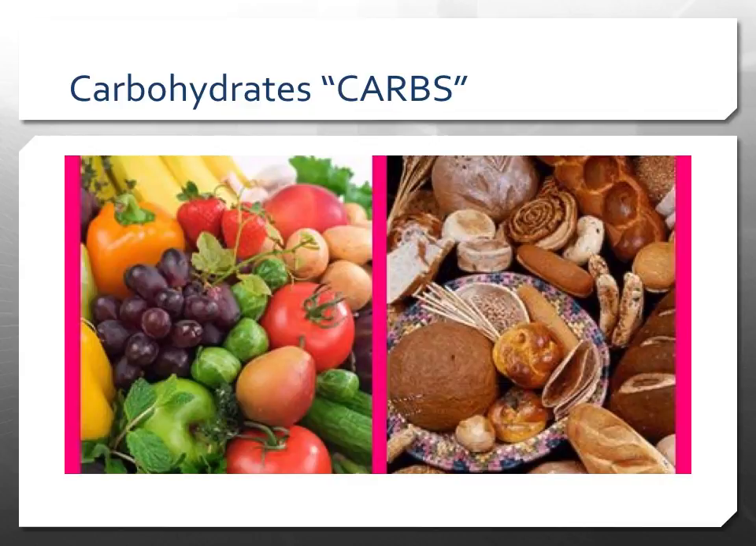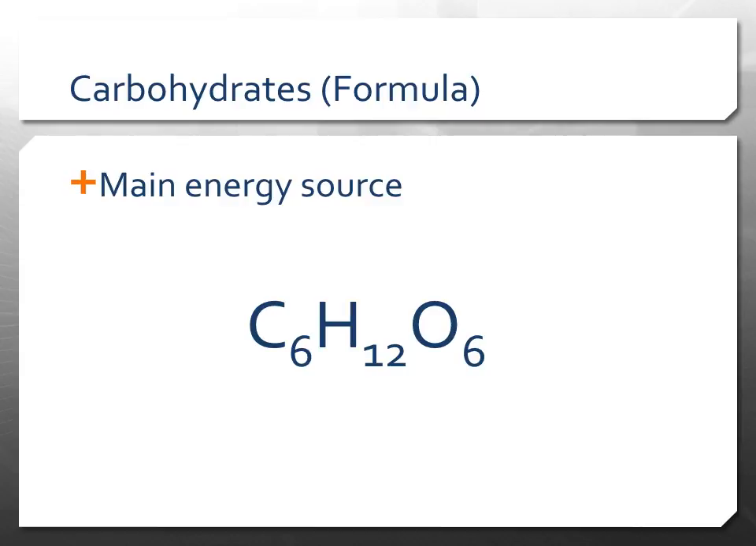So, carbohydrates, also known as carbs, are our basic energy source. The foods we eat that are carbs are our fruits and vegetables. They are our grains, our rices, our breads, our corn products. These carbohydrates or carbs are our main energy source. So again, carbohydrates are our main energy source, and this is the formula of that macromolecule.